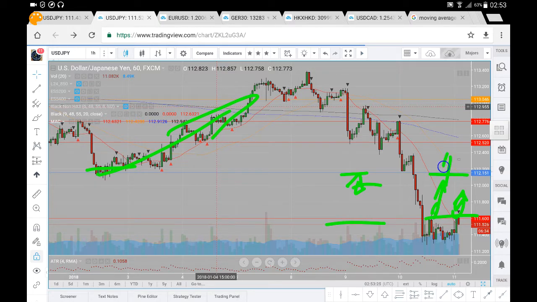If, however, we do break above 112.15, we're looking for the major levels marked out here in red, 112.52 and 112.77. And again, these are areas where we could potentially find resistance and see sell side momentum come into the market. Now, let's just clean this chart up a bit.